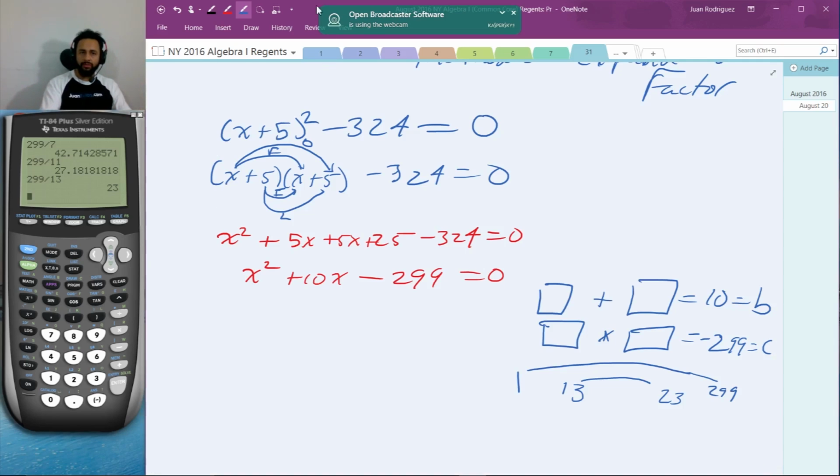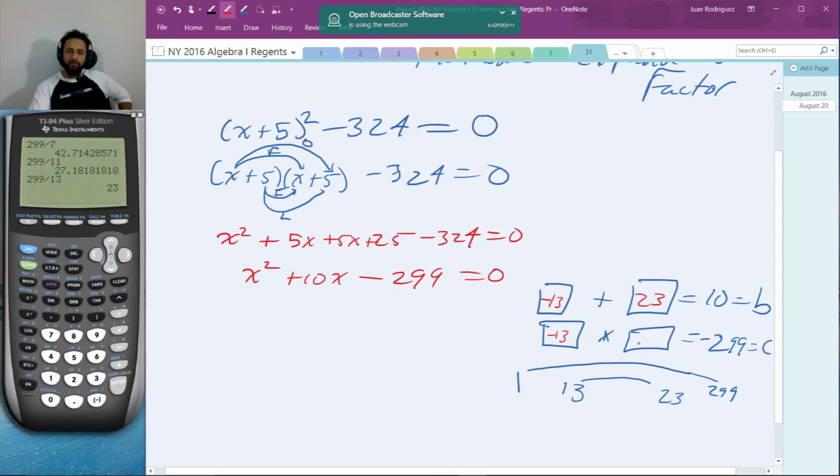So we test numbers to see if any of these add up to 10. Remember, one of them has to be positive, one of them has to be negative, because the product is negative 299. So let's test 1 and 299. 1 plus negative 299 is not 10. Negative 1 plus positive 299 is 298, not 10. Negative 13 plus 23 is 10. So there it is. Negative 13 and 23. And negative 13 times 23 is negative 299. So those are the factor pairs.